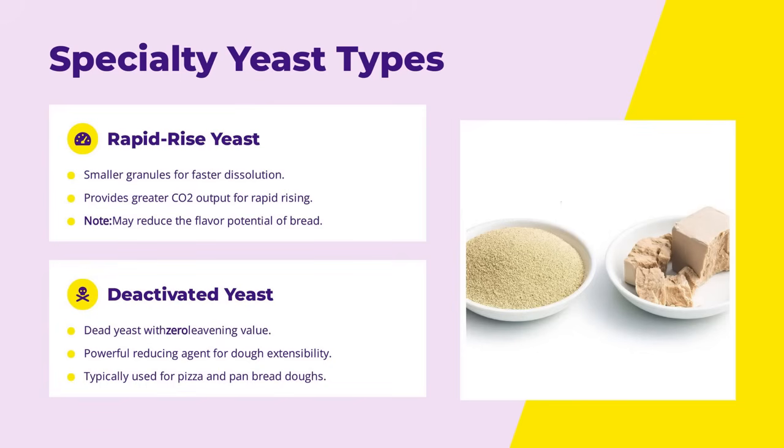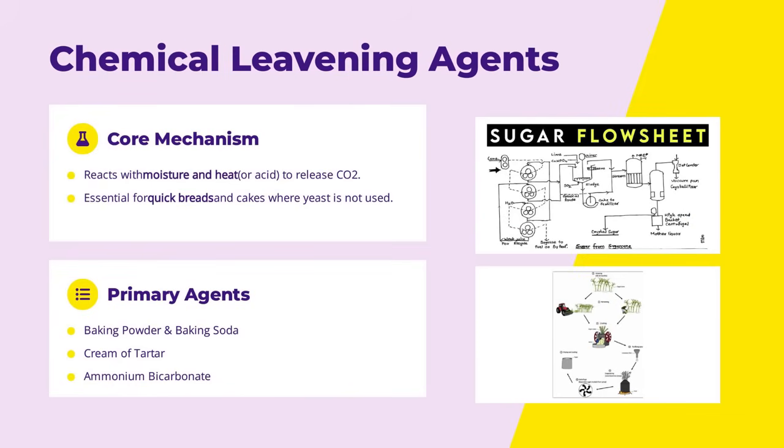Now let us move to another important method of producing gas in bakery products: chemical leavening agents. Unlike yeast, chemical leavening agents do not involve microorganisms; instead, they produce carbon dioxide through chemical reactions. The first point is the core mechanism. Chemical leavening agents react with moisture and heat, or sometimes with an acidic ingredient, to release carbon dioxide gas. This gas expands the batter or dough, making the final product soft and porous. These leavening agents are especially important for quick breads, cakes, muffins, and biscuits where fermentation with yeast is not required.